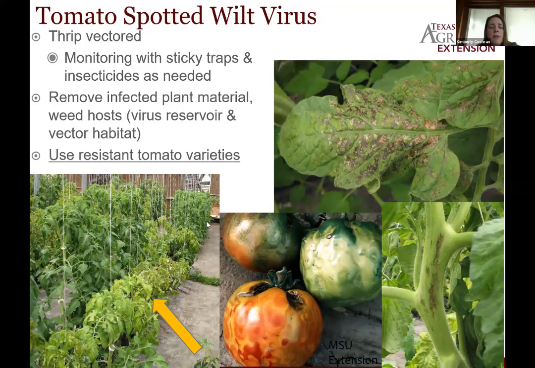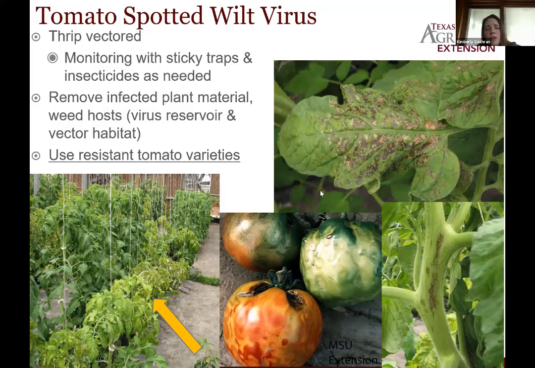All right, so tomato spotted wilt virus is another really common issue I come across, in both homeowner and commercial production tomatoes. It is vectored by thrips, and those can be monitored using sticky traps and addressed with insecticides if you have a problem. Again, with thrips, just like diseases, it's very important to catch them really early, because if the population gets too high, it's really difficult to get them under control.